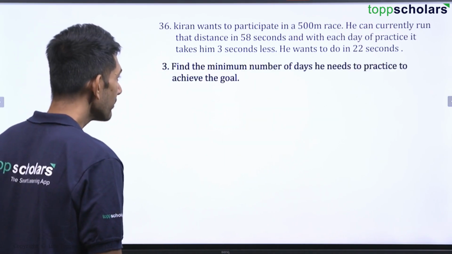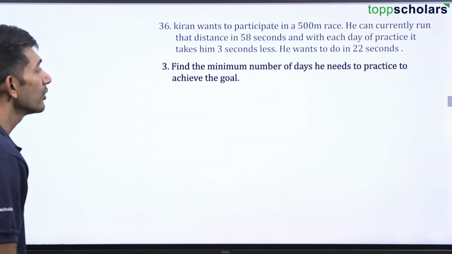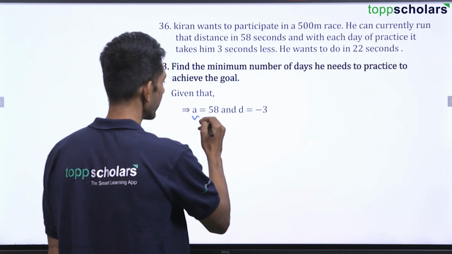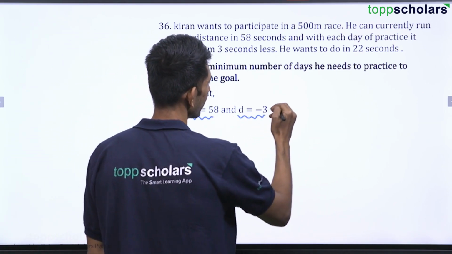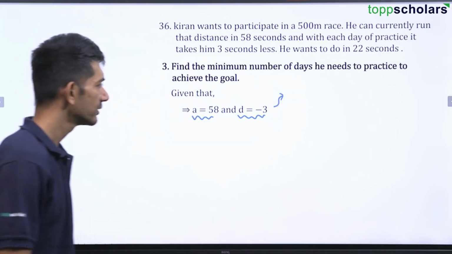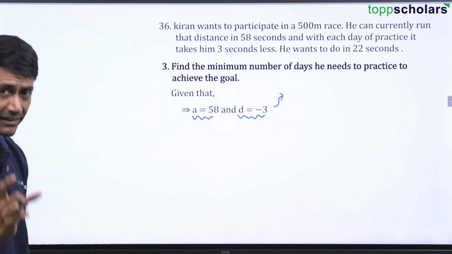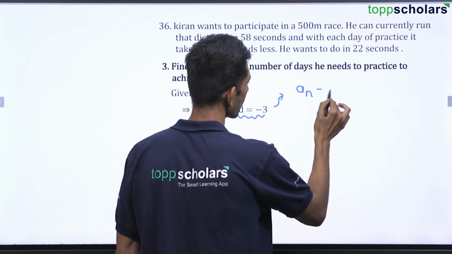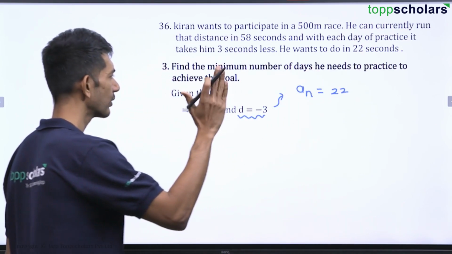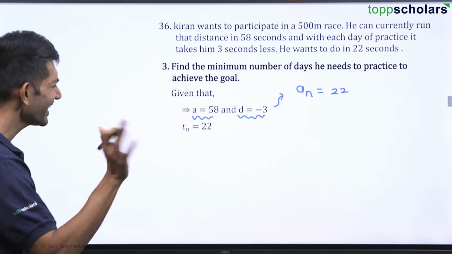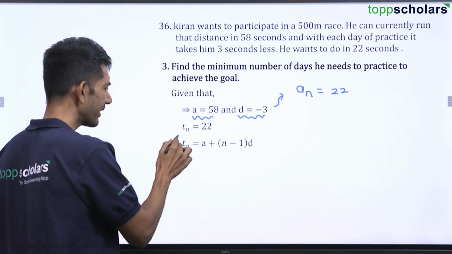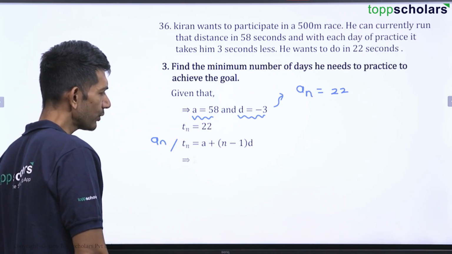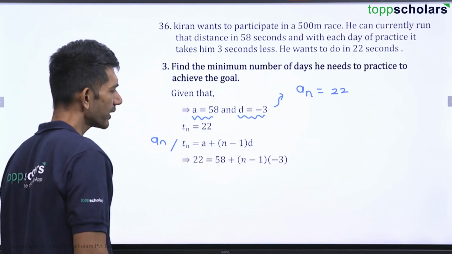Now, find the minimum number of days he needs to practice to achieve the goal. Now understand this. A is given 58. D is given minus 3. And he wants to achieve the goal. That is, he wants to take it to 22 seconds. So can I say let the nth term be 22? Because that's the goal. So we know that Tn or An is given by a plus n minus 1 into d. Put this as 22. So 22 is equal to 58 plus n minus 1 into minus 3.